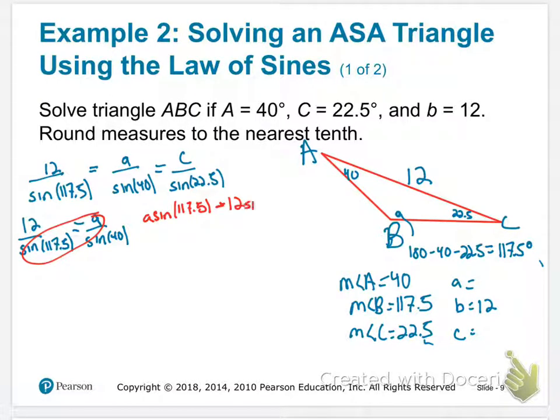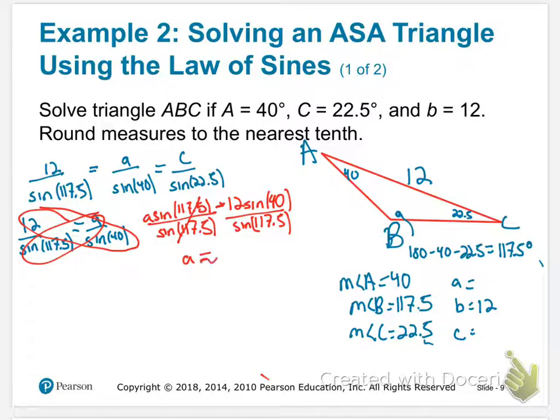Equals 12 times sine of 40. Cross multiply here. We want to get that A by itself. Divide each side by sine of 117.5. These two cancel. We end up with A equaling approximately 8.7.